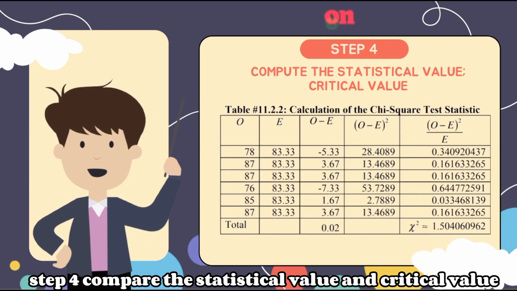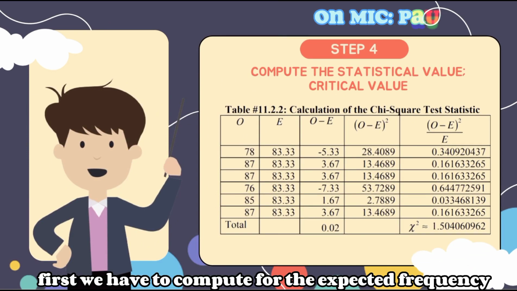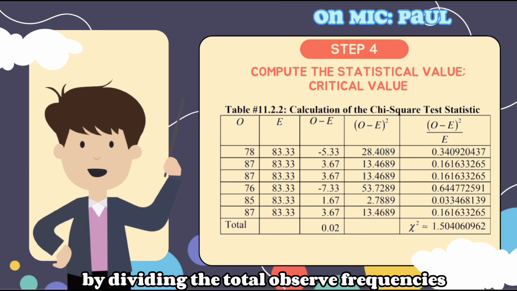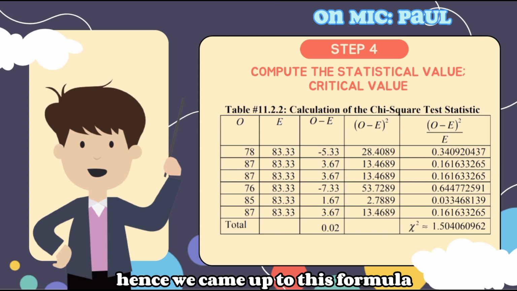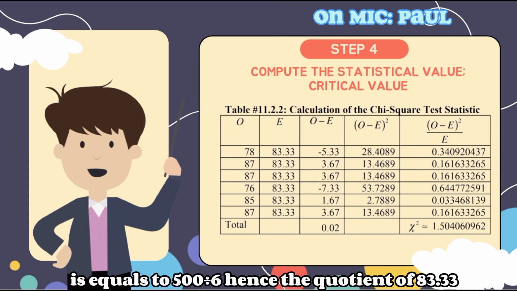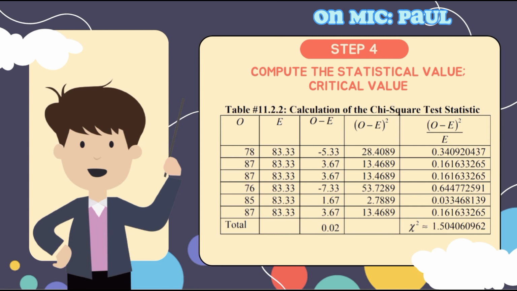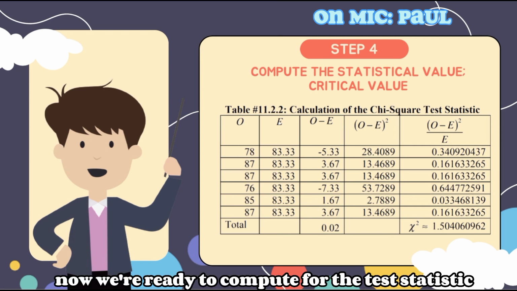Step 4. Compute the statistical value and critical value. First, we have to compute the expected frequency by dividing the total observed frequencies by the number of sample space of rolling a die. Hence, we came up with this formula. Expected frequency is equal to the summation of observed frequencies divided by n, which is 500 divided by 6. Hence, the quotient is 83.33. Now we're ready to compute the test statistic.